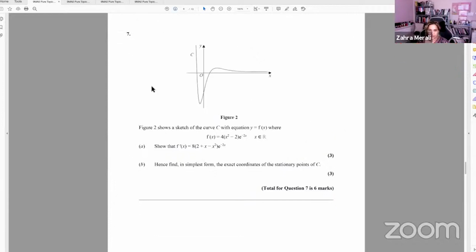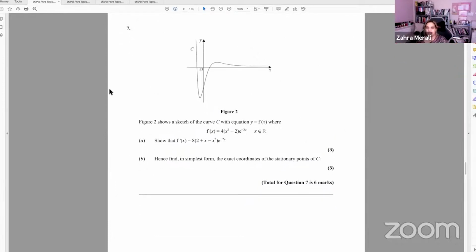Right, show that f dash x. Okay, so we're going to use the product rule. I would actually combine the 4 with the 2e to the minus 2x, I think it'll just be easier. It's up to you how you write it out, but they're written on other sides of the bracket just to make it look prettier. There's no good reason for that.